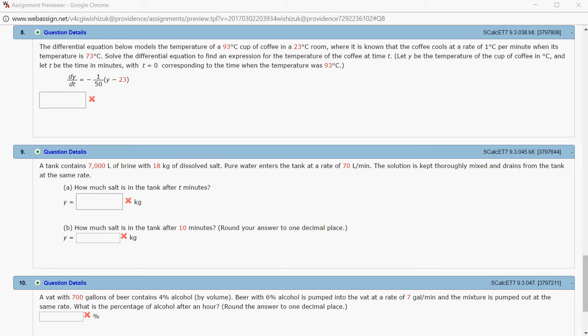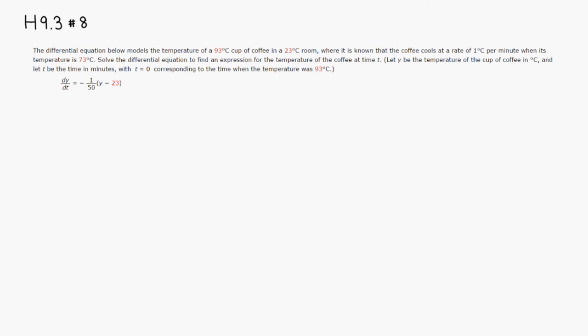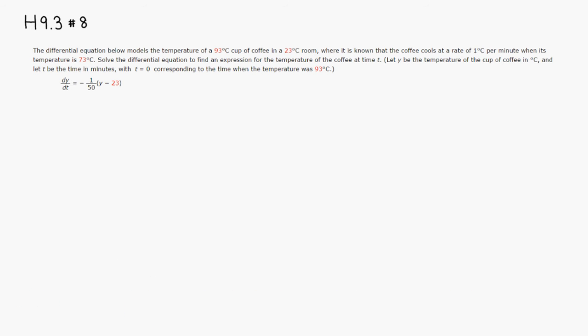Alright, let's look at homework 9.3, problem number 8. This is a copy problem. The differential equation is given, and the coffee is initially at 93 degrees Celsius. So we can just add the initial value condition, y of 0 is equal to 93. We just need to solve this initial value problem.